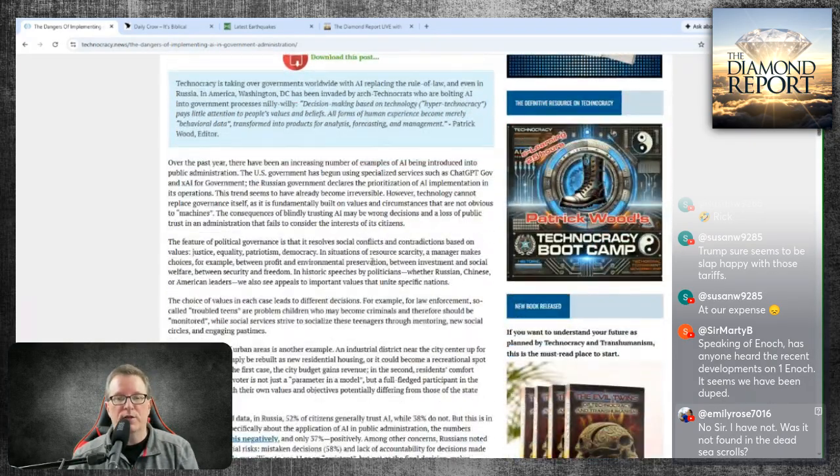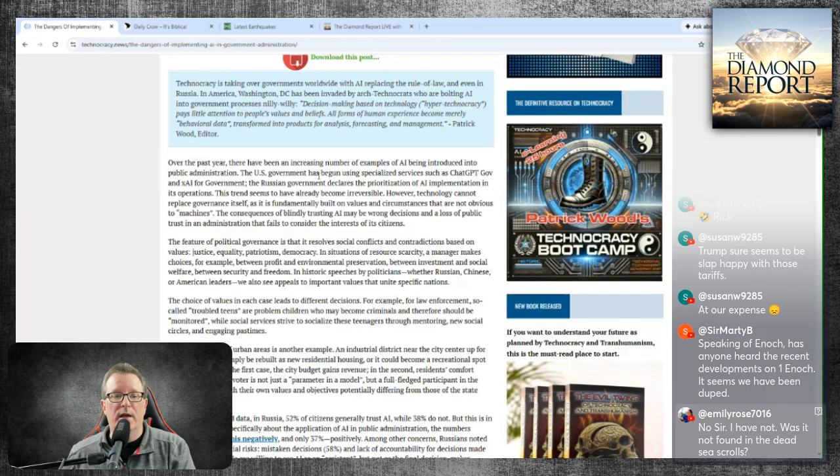So yeah, over the past year, there have been an increasing number of examples of AI being introduced into public administration. The U.S. government has begun using specialized services such as ChatGPT Gov and xAI for Government, developed specifically for government use, I guess. The Russian government declares the prioritization of AI implementation in its operations. This trend seems to have already become irreversible.